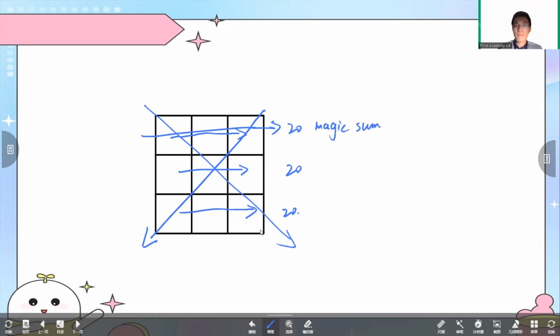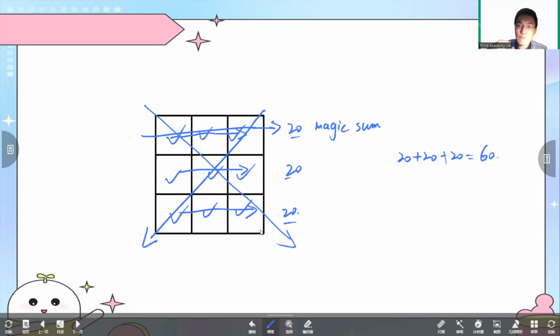Okay. And then the second important number you should know is the sum of all 9 numbers inside this magic square, which is 20 plus 20 plus 20. Because we know these 3 numbers add up to 20, these 3 numbers add up to 20, and these 3 numbers add up to 20 as well. So the sum of all 9 numbers will be 20 plus 20 plus 20, which is 60.